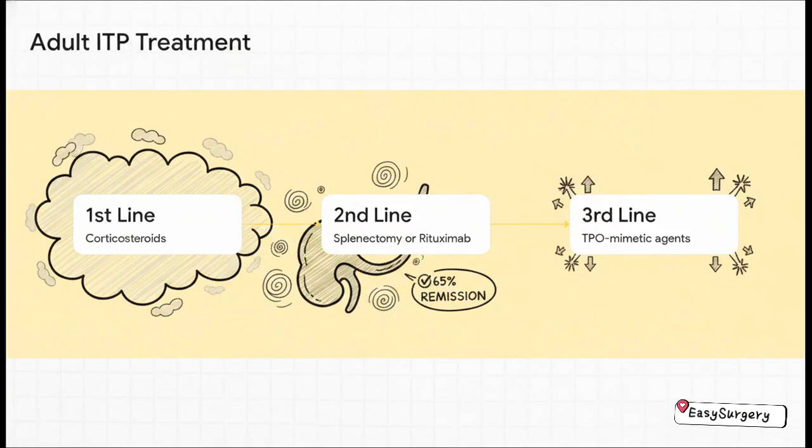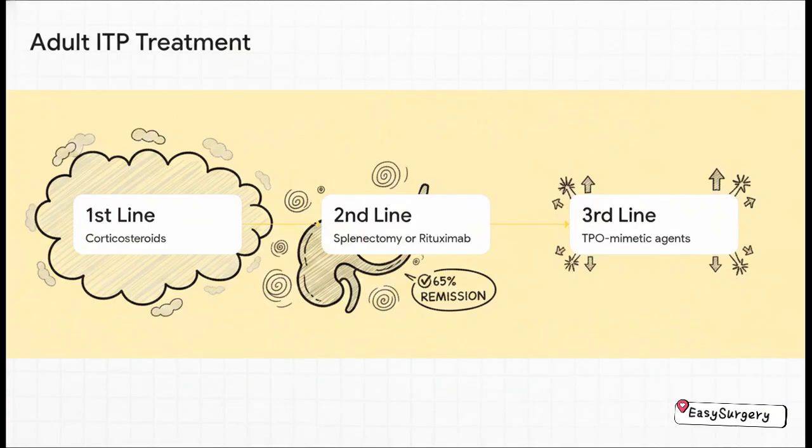Okay, step 1. Your first-line therapy is always corticosteroids. Always. But for the 80% of patients who unfortunately relapse after those steroids are tapered, we move to step 2, which is splenectomy or rituximab. The really high-yield takeaway here is that a splenectomy yields a 65% long-term remission rate for these non-responders. That's huge. And if that fails, well, step 3 brings in TPO mimetic agents, things like thrombopoietin, to try to kickstart platelet production.